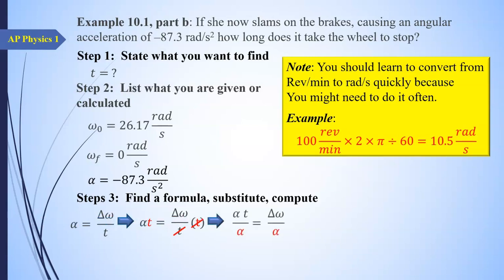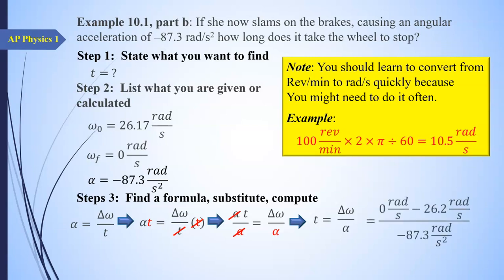Okay, now you divide both sides by alpha, by angular acceleration, cancel on that side, and you get time equals change in omega, change in angular velocity, over angular acceleration. The change in angular velocity is the final velocity minus the initial velocity. So the final is going to be 0 in this case, and the initial, what it was going at the beginning, is 26.2. When you subtract those, you get a negative 26.2. And that's over the acceleration, which is slowing it down. That's negative 87.3. So that gives you a time of 0.3 seconds.